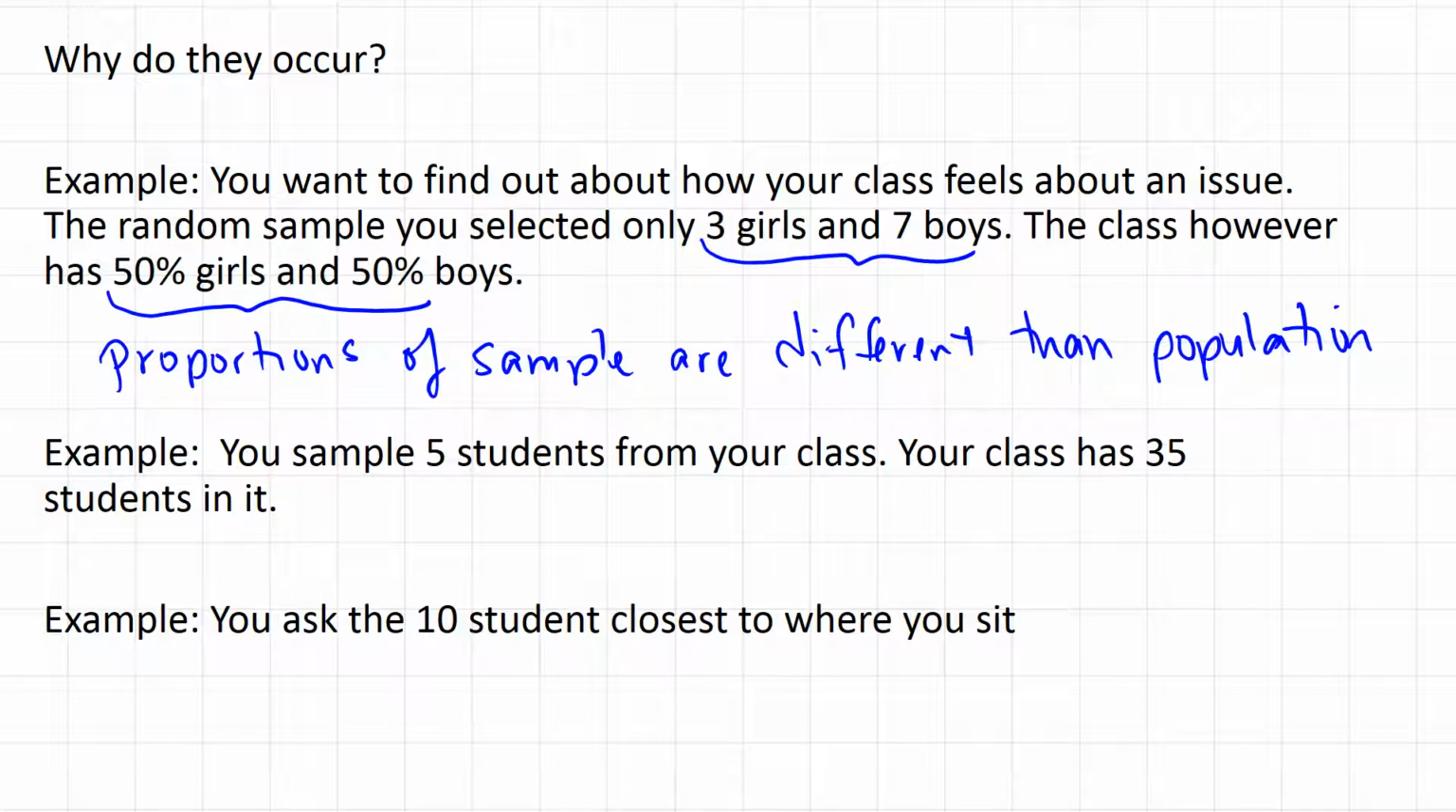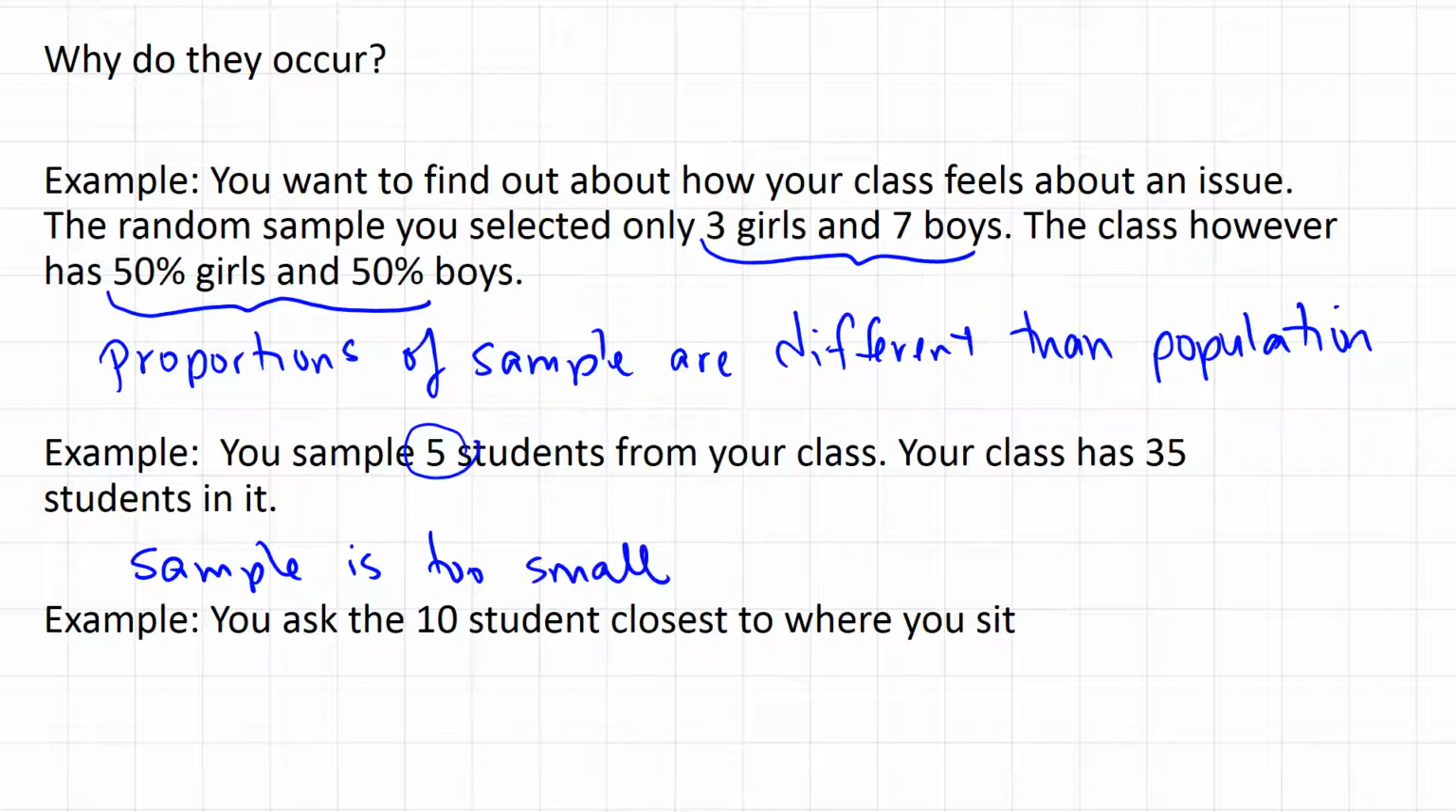You sample 5 students out of your class. Your class has 35 students in it. Well, this is a very small sample, and as soon as you make the sample very small, it's going to increase the error in it. So the problem here is that the sample is too small.